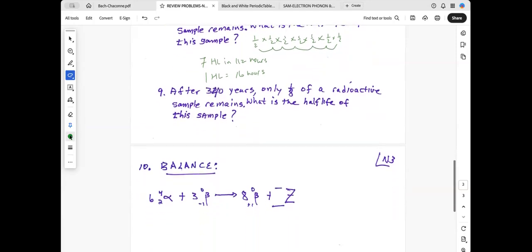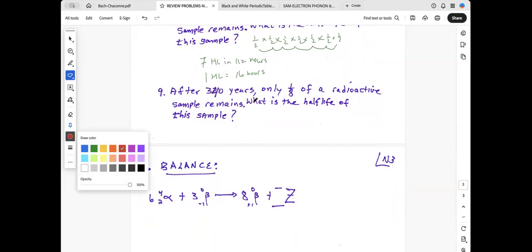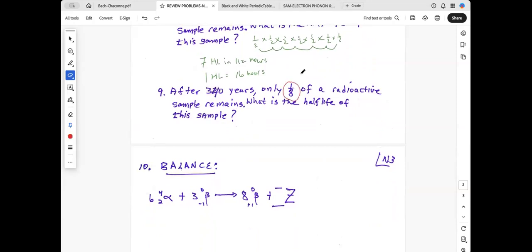All right, one more of these same types. Now we have 1/8. Oh, that's easy. A half times a half times a half. So there's 3, and that's equal to 1/8. So we have 3 half-lives in 340 years. If we divide by 3, 1 half-life is 3 into 340. Oh, I meant to put 240, but that's okay. I should have put 240, but that's okay. And this is 113.3 years.